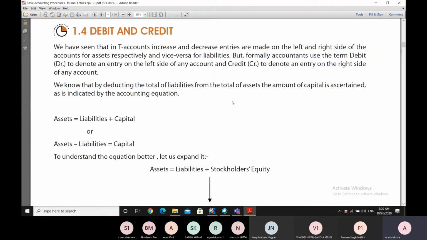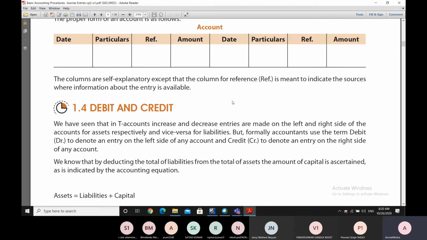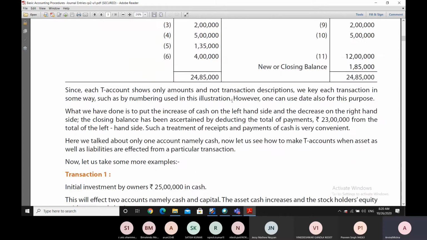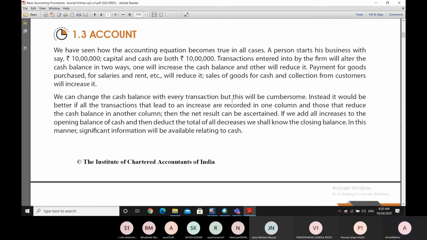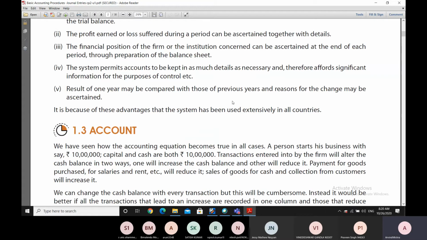As you might be able to watch my screen, I want to repeat certain points that were made in yesterday's lecture so that a little bit of revision happens. Yesterday we saw that the accounting equation becomes true in all cases. Now, what is this accounting equation?